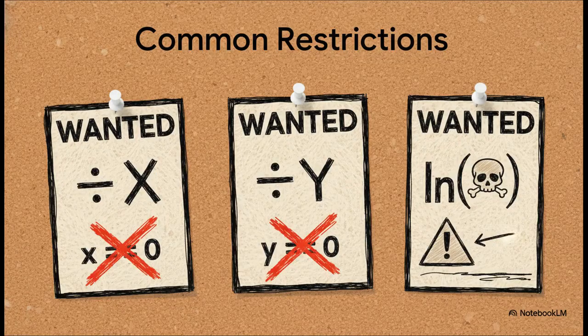So here's your final checklist. Go back and look at your work. Did you ever divide by x? If so, x can't be 0 in your solution. Did you divide by y? Then your solution can't cross the x-axis. And a classic one, if your final answer has a natural log in it, remember that the thing inside the log has to be strictly positive. Always, always state the valid interval where your solution lives.